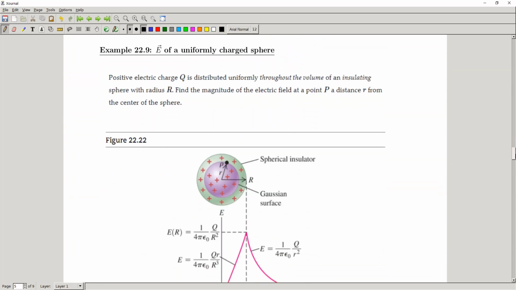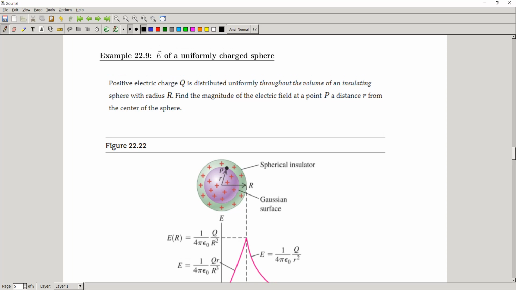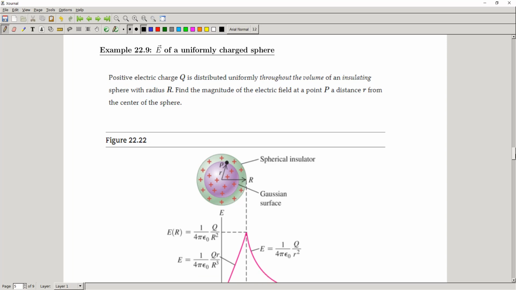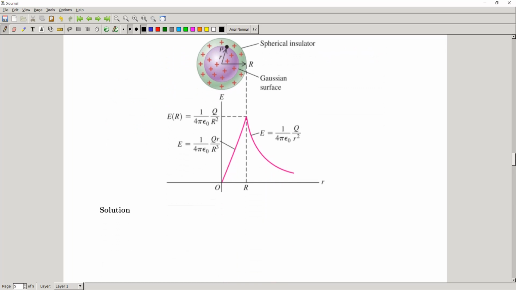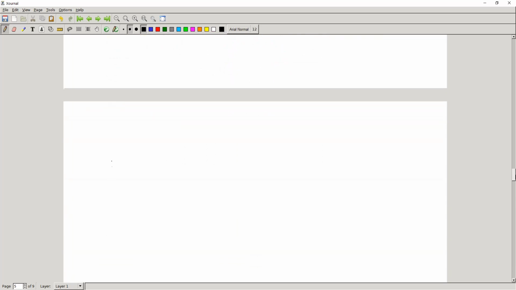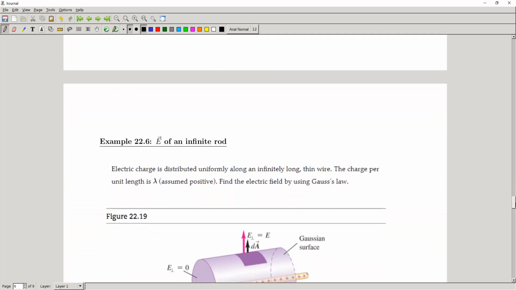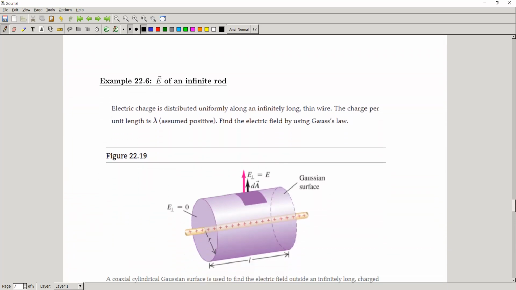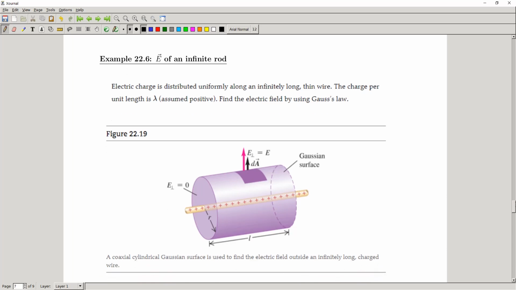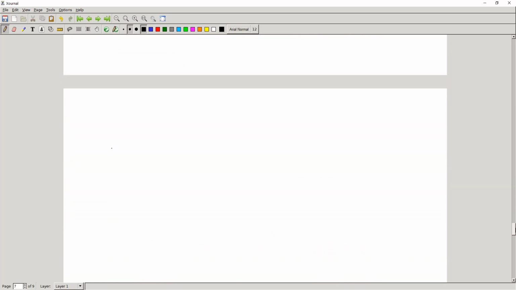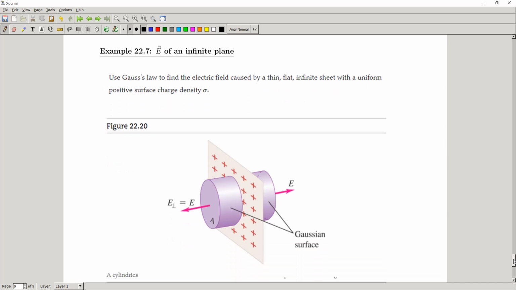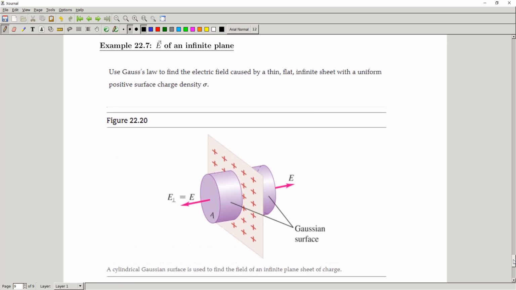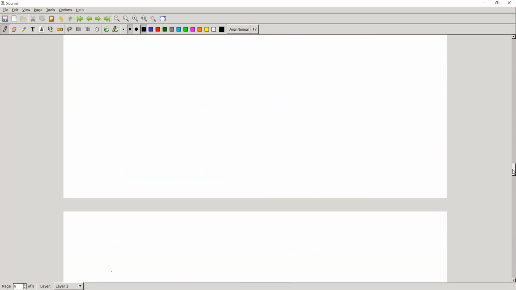We're then going to look at a uniformly charged sphere that is non-conducting, so it's a spherical insulator, and it'll have some net charge, like a uniform charge distribution on it. We're then going to look at the electric field outside of an infinite rod, which we've already looked at, but we're going to look at it using Gauss's law. And then we're going to look at the electric field outside of an infinite plane, which we also looked at, but now we're going to use Gauss's law to reproduce the same result, we hope. Okay, so let's get into it.